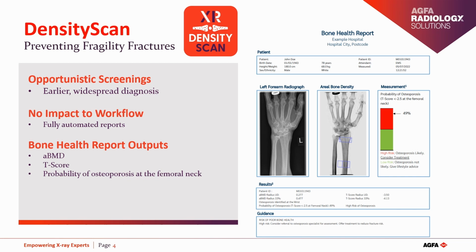As you can see, I've provided an example on the slide of the bone health report. The results section includes the bone mineral density, the T-score, and the probability of osteoporosis at the femoral neck. And then the hospital or the clinic can also customize the guidance section on the bottom based on their care pathway and processes for osteoporosis.